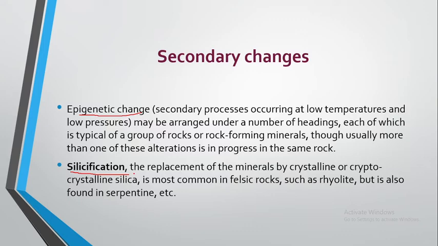The same thing happens in silicification, but here what is being infilled in these spaces? The replacement is done by silica. Mainly felsic rocks show this kind of silicification process. An example is rhyolite, a rock that shows silicification. We can also find this in serpentine. So the process is the same, but the material is different. Materials are being filled in these pore spaces. Here silica is being infilled, so it is known as silicification.